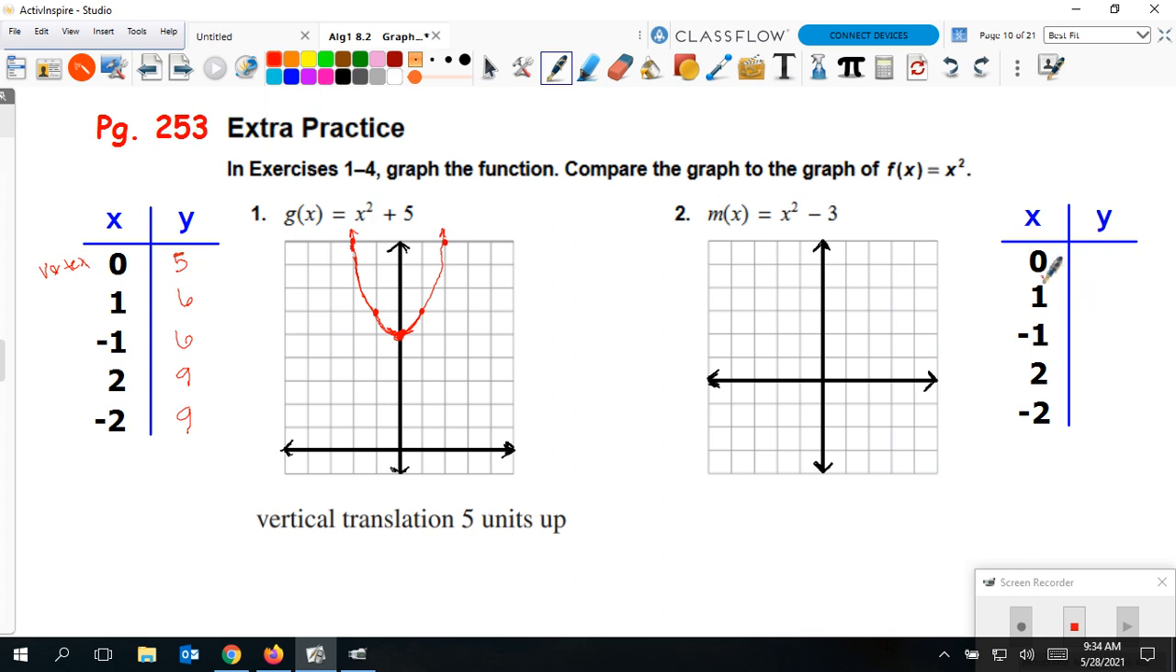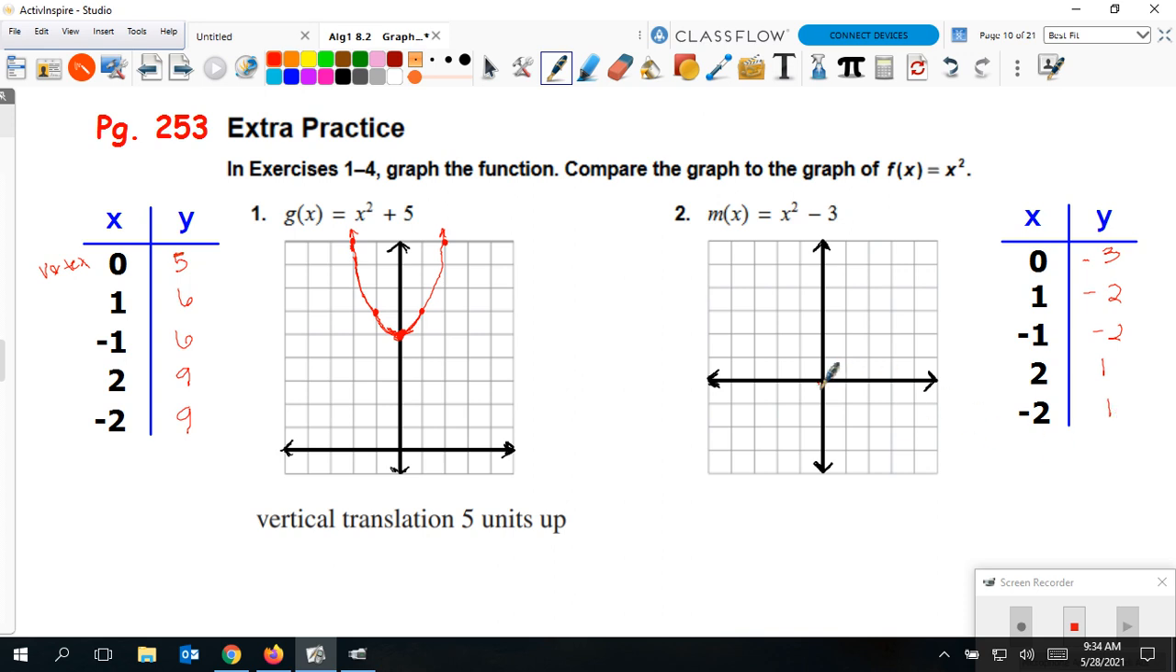All right, so hopefully you do have a graph now for number 2. If you put in 0, we're going to just have it -3. If we put in 1, 1 squared, it's 1. 1 minus 3 is -2. -1 will be 1 minus 3 also. That's going to be also -2. If I plug in 2, that's going to be 4. 4 minus 3 is 1. If I plug in -2, it's going to also be 4 minus 3, which would be 1.